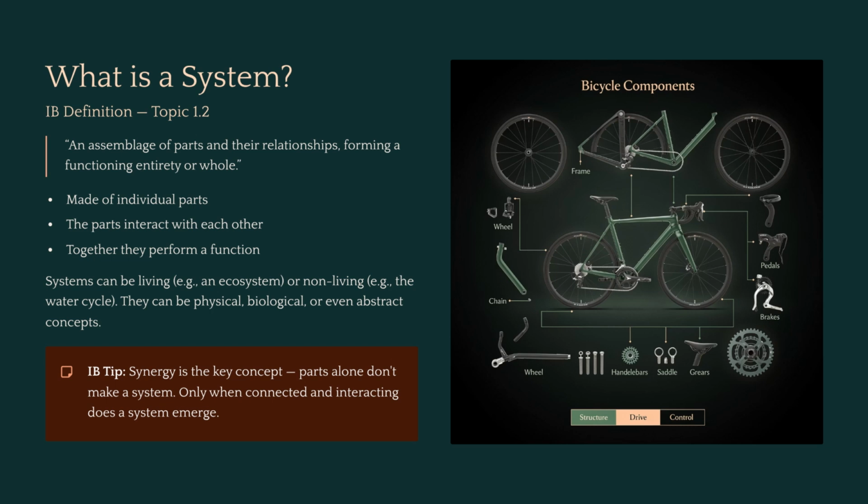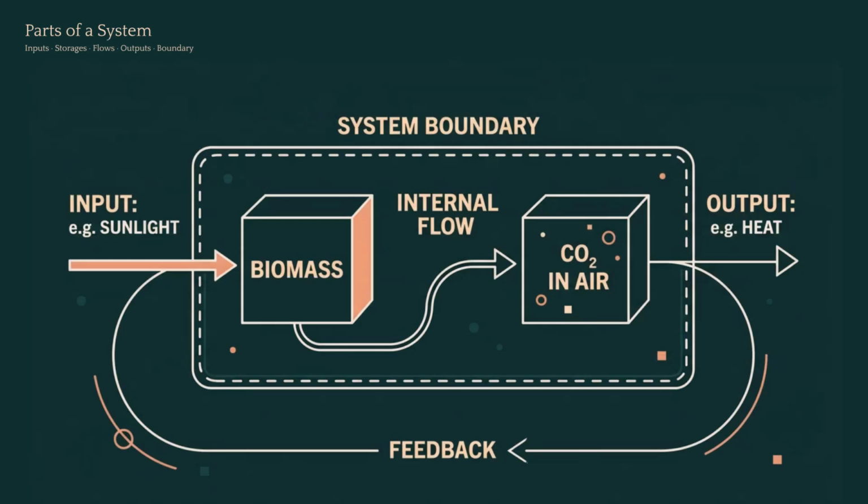A bicycle wheel alone is just a wheel. Connect it to a frame, pedals, chain. Suddenly it works. That's synergy, whole greater than parts. IB definition: an assemblage of parts and their relationships, forming a functioning entirety or whole. Parts alone don't make a system. Only interaction matters.